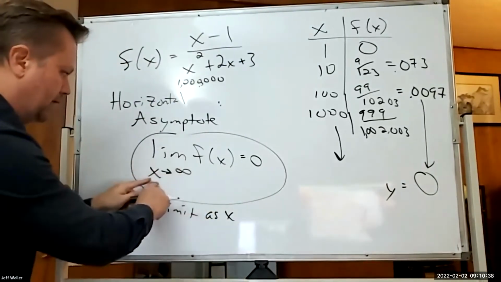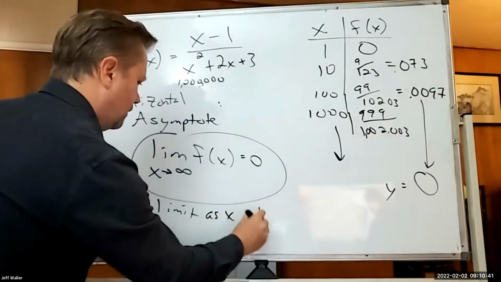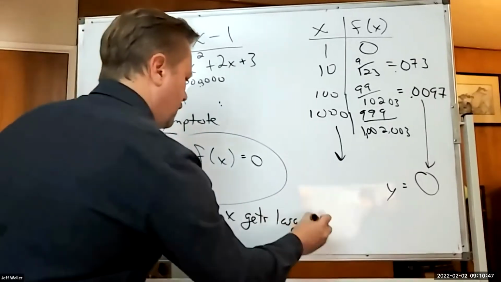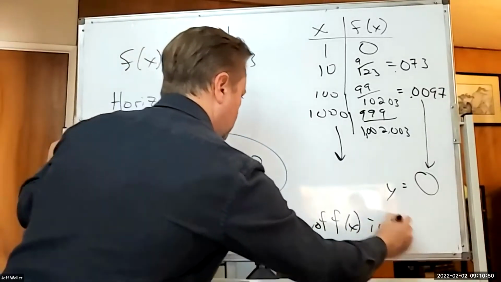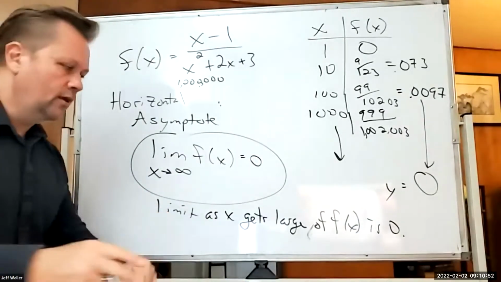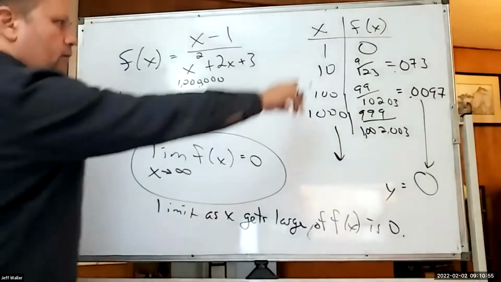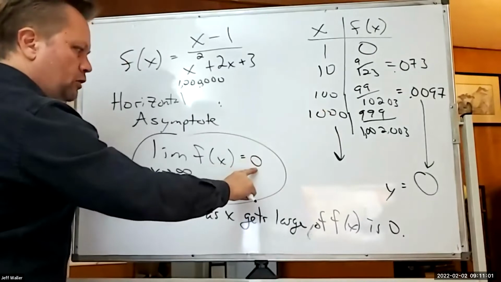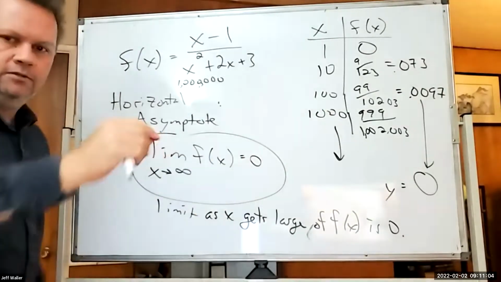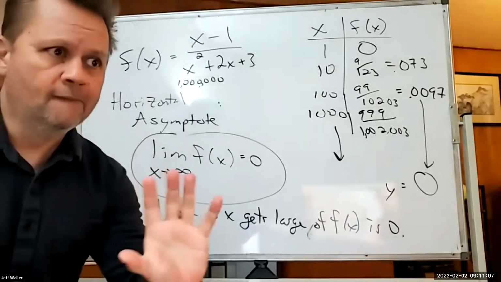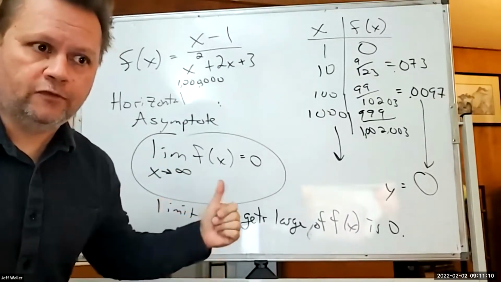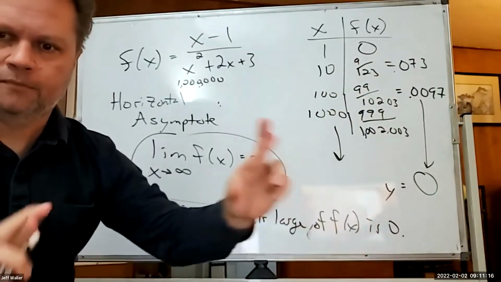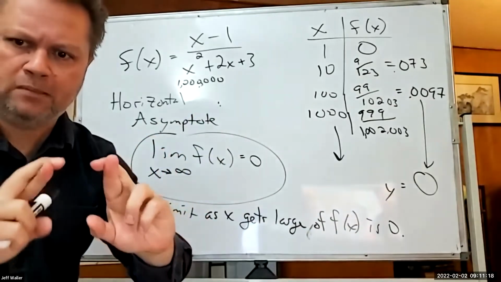So the limit as x gets large of the function is 0. Meaning, as you let the inputs get big, unbounded, the outputs will get smaller and smaller and approach 0. Let me stop for a minute. So this is just the formal notation to capture what we said over here.